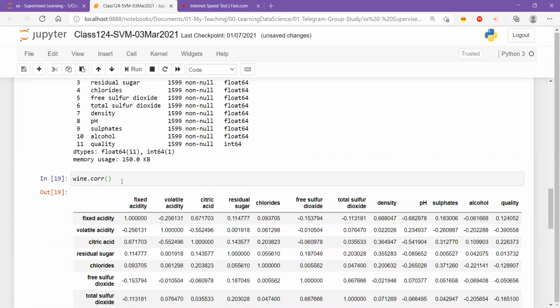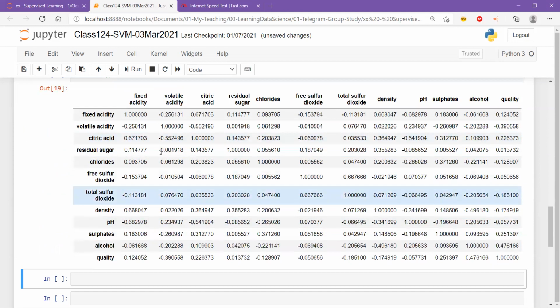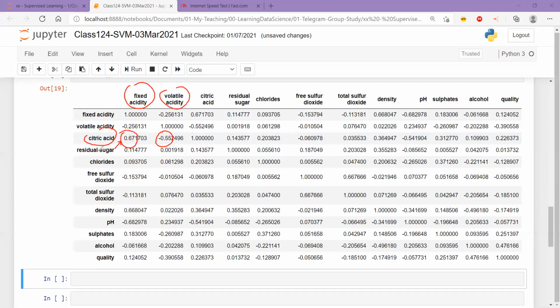So wine.corr, I'm going to say, the first thing I do. Now, this is not really that big kind of a data set that I cannot find things out of it. Only by looking at it, I should be able to find things out of it. Let's try to find things. Minus 0.55. Volatile acidity and citric acid, these are multicollinear variables, right? Even more than that, fixed acidity and citric acid, this has very good intercorrelations.